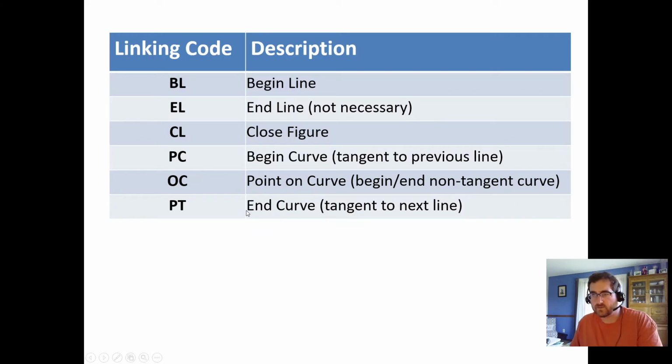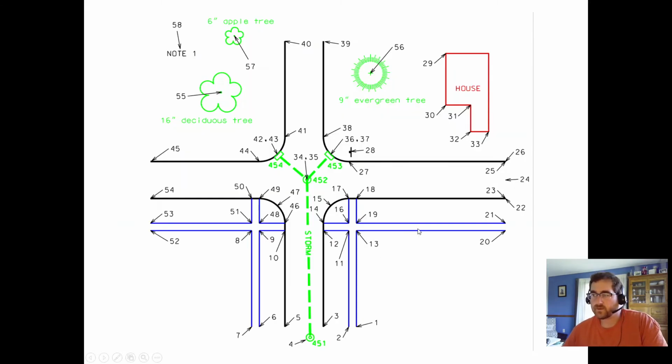The ones that we're going to use are these six: BL, EL, CL for close the figure. And then as far as the curves go, it's going to be PC for the beginning of the curve, OC when we're doing non-tangential curves, and then PT for end of the curve. So a really horizontal curve nomenclature being used there. What we're going to do is run through an example of every one of these 58 points and how they should be coded in the field. We'll start down here at number 1. We'll end up down here at point number 58.